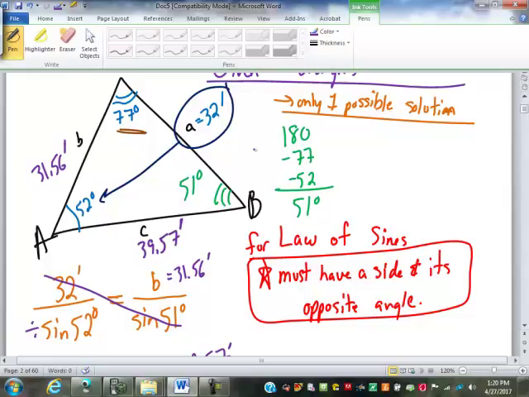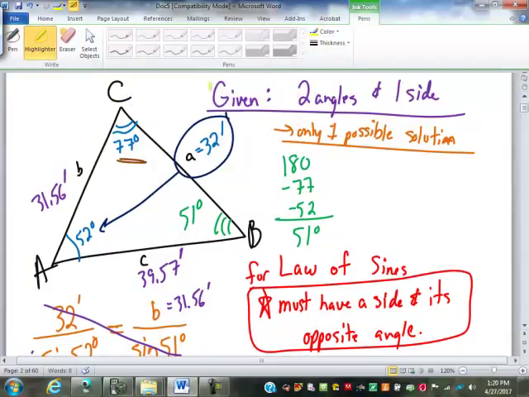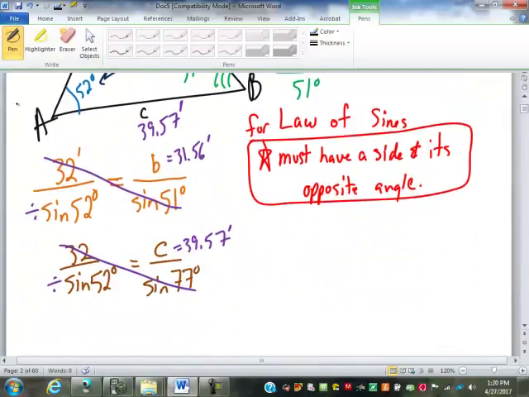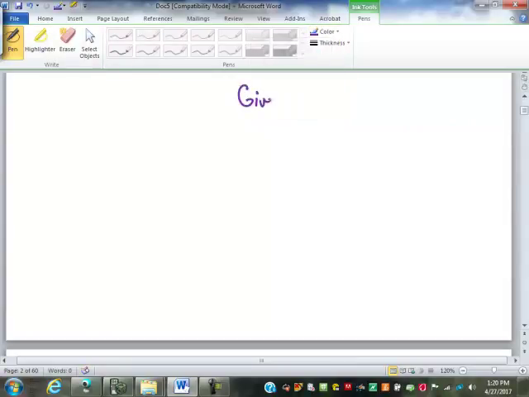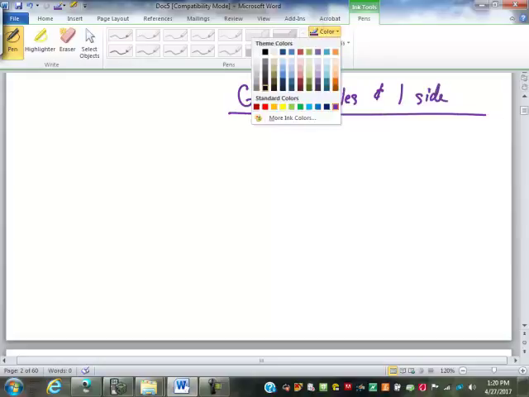We've solved that triangle. We found all its missing parts. So that was if we are given two angles and a side. I mean, realistically, if we're given two angles, we're kind of given all three, but we do have to work a little bit for the third one. So that's the simplest case. So let's look at the not so simplest case. You'll notice I'm writing down still given two angles and one side.